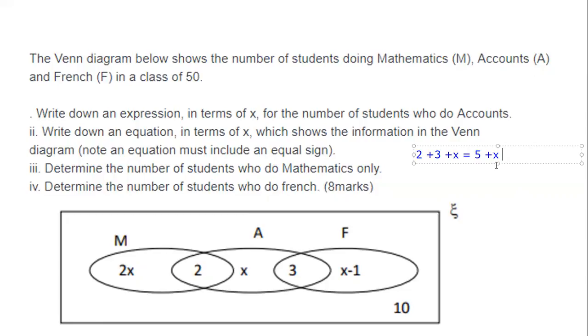For number 1, part 2, it says write down an equation in terms of x which shows the information in the Venn diagram. Note an equation must include an equal sign. In terms of x simply means you're going to include x in your response. It says write down, therefore you should not be doing any form of calculation. All right, so we'll start off with 2x plus 2 plus x plus 3 plus x minus 1 plus 10.